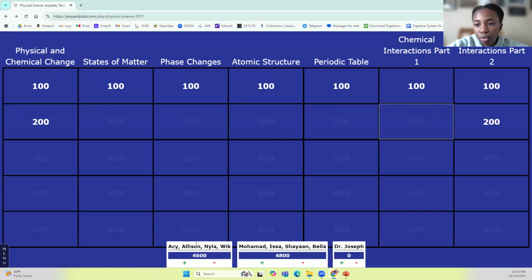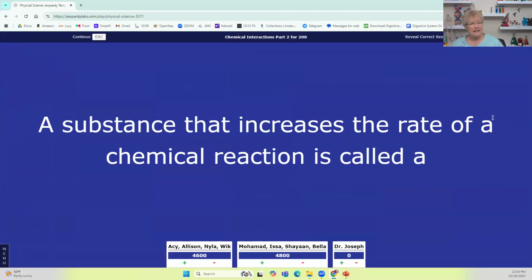Can I do chemical interaction part 2, 200? A substance that increases the rate of a chemical reaction is called a... Increases the rate. That means it makes it go faster.